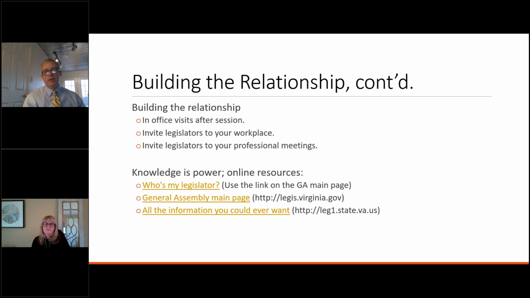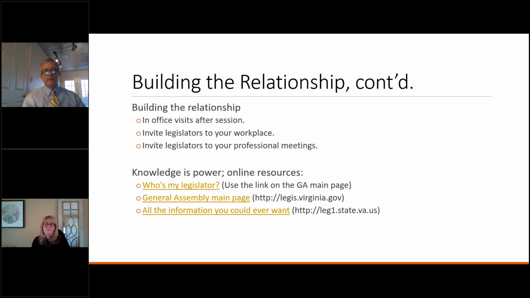All of the standing committees, what committees they all serve on, and a ton of biographical information. The third link is what we call LIS. LIS has almost everything you could ever want to know about state government on it.